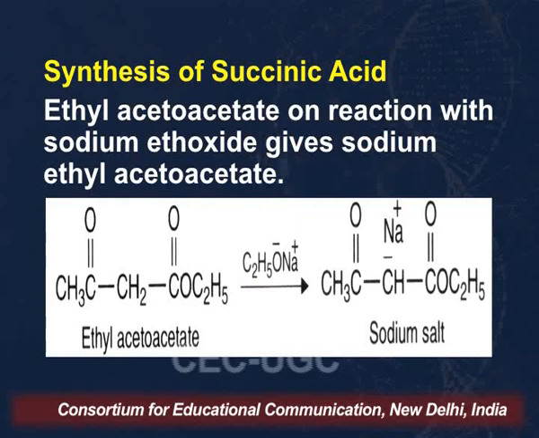So when we are converting ethyl acetoacetate into succinic acid, what you have to remember is that the first reaction will be the same. That is, you will treat ethyl acetoacetate with sodium ethoxide when you will get sodium ethyl acetoacetate, which you can see on your screens. Here ethyl acetoacetate has been treated with sodium ethoxide when we are getting a sodium salt. Now what are we going to do?